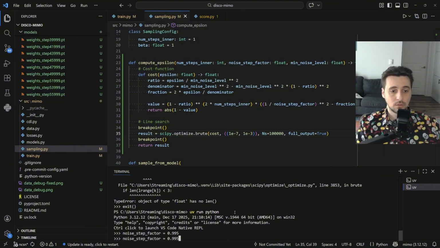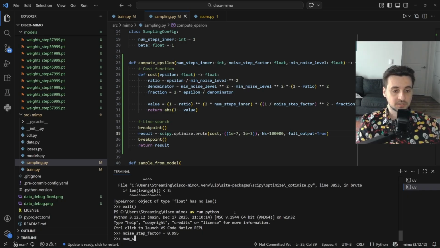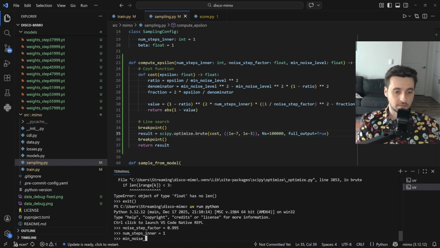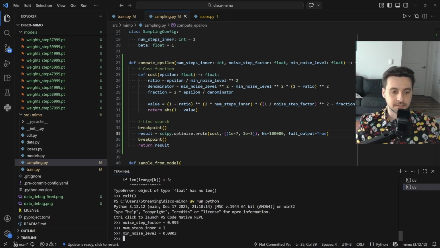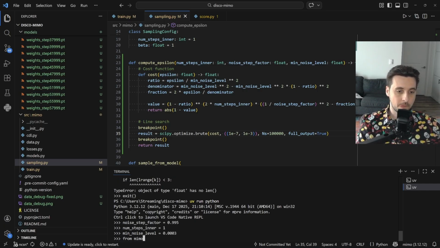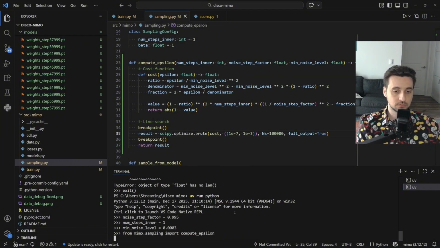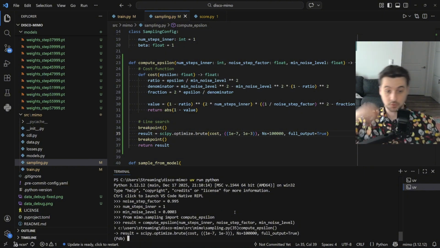Num steps inner is 1 and min noise level, I'm just going to make this up, we don't really care about it, 0.003 it was, right? Something like that, yeah. So then from MIMO.sampling import compute epsilon. Noise step factor, min noise level. Okay, so we're stopped here.